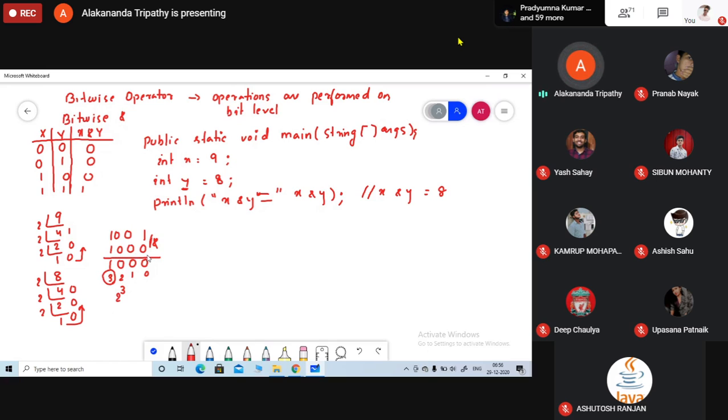1000. Is it clear? Yes, ma'am. Then perform the AND operation. Here is the truth table. According to this truth table, you are going to perform the AND operation.